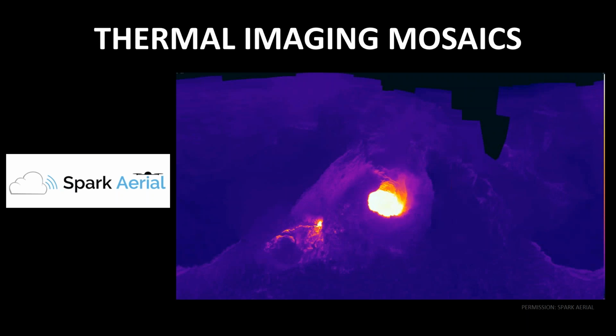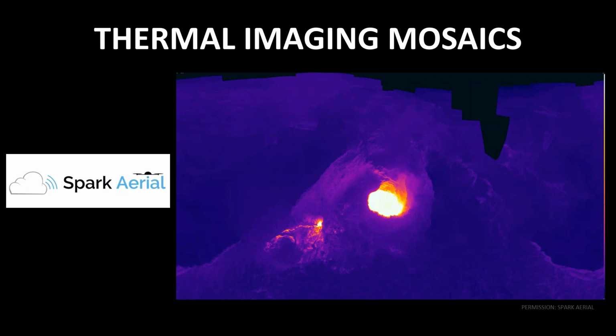So I also wanted to touch on orthomosaics a bit more. I mentioned them when I was talking about solar panels or solar fields, but here Spark Aerial did an orthomosaic, which is thousands of thermal images stitched together of a volcano in Nicaragua. And the reason that this is cool is on the image you could hover over any pixel and you could see the actual temperature of that portion.